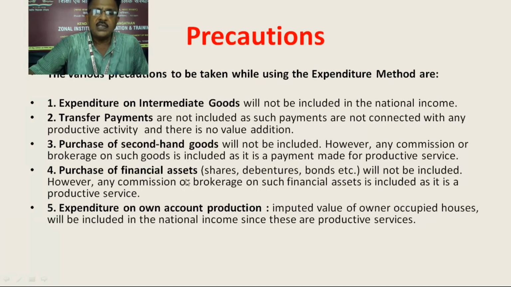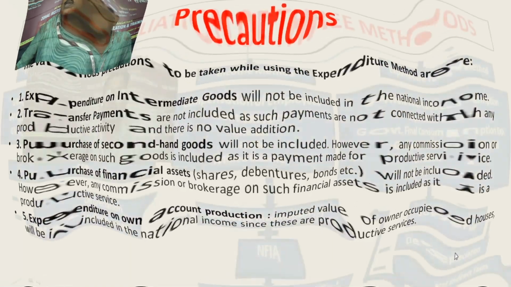Purchase of financial assets, shares, debentures, bonds, etc. These are the financial assets, will not be included. However, any commission or brokerage on such financial assets is included, as it is a productive service. Expenditure on own account production, the imputed value of the owner occupied houses will be included in the national income, since these are productive services.